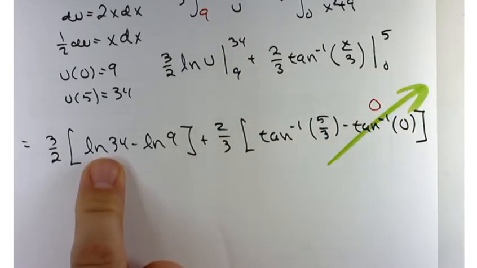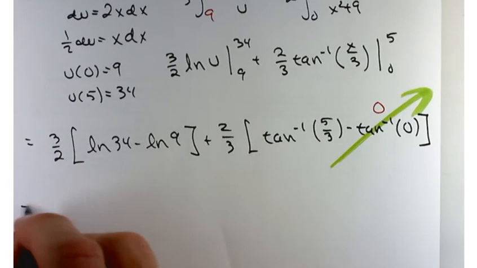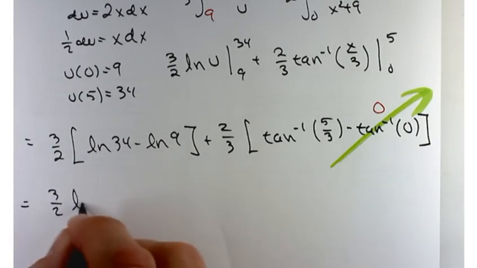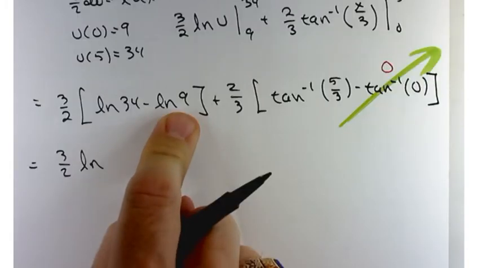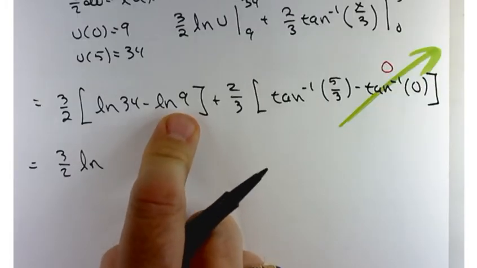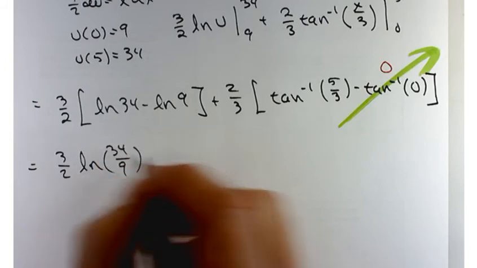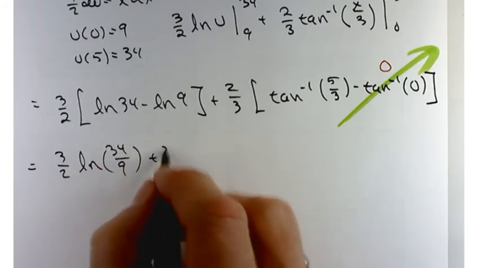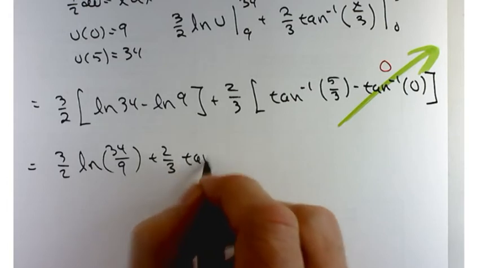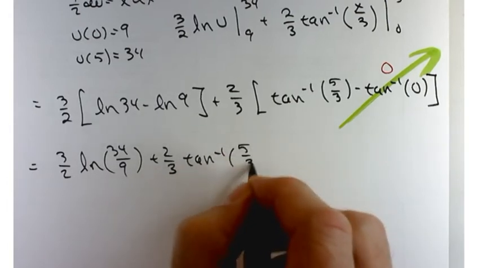You know, if you were to look up your answer in the back of a book or in WebAssign, they probably wouldn't write it like this. I'd accept this on an exam. That's fine. But they're probably going to use the quotient rule and write it as 3/2 ln of 34 over 9 plus 2/3 the arctan of 5/3.